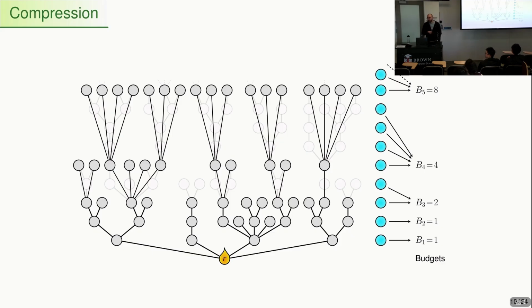I'm a little bit unclear on how exactly you're computing the new budgets, because it looks like what you want to do is just sum up the budgets for all the stuff that contracted into the thing below. Yeah, exactly. This is how it's done. Why should I expect that this is approximation preserving?